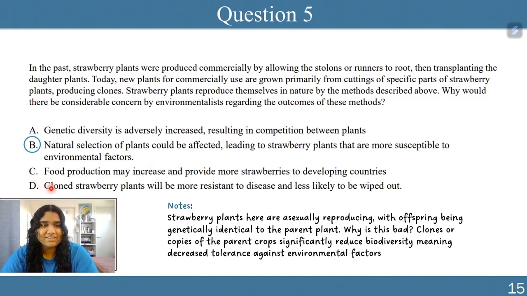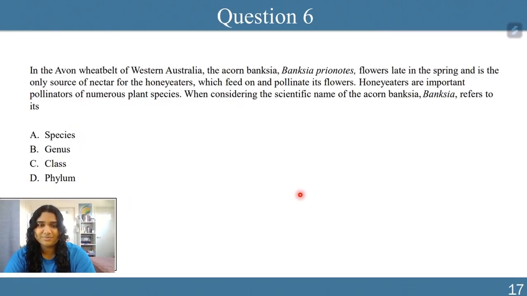And then D, cloned strawberry plants will be more resistant to disease and less likely to be wiped out. Well, that's just untrue because if all of the strawberry plants are identical to each other and there's an environmental change that wipes out one of them, all of them are going to be wiped out. So this is not a correct statement at all.